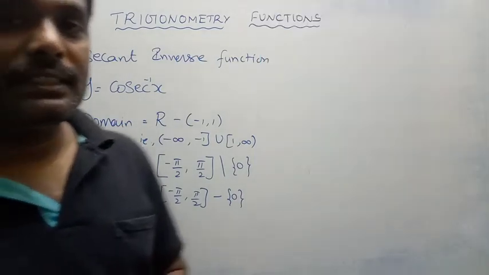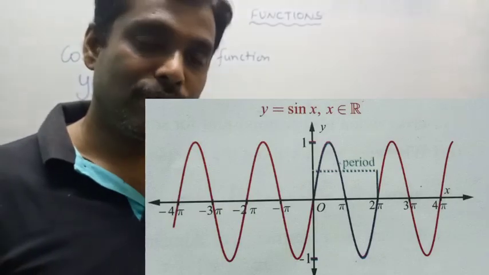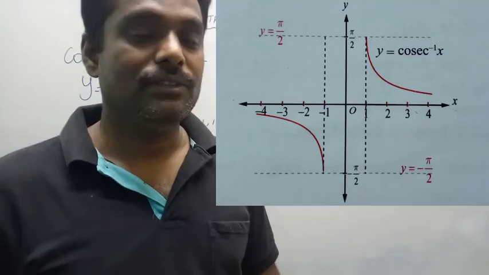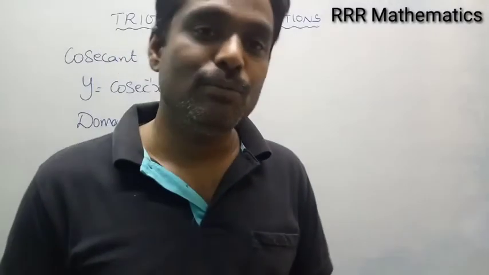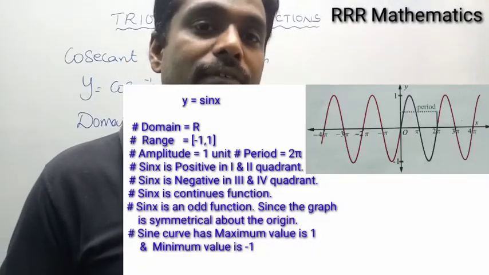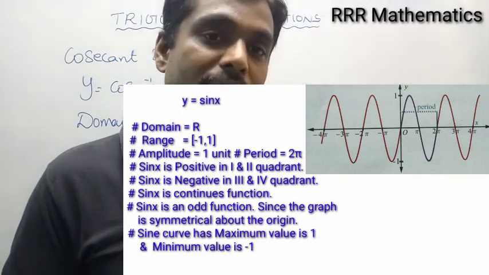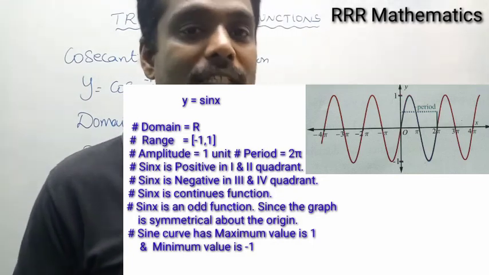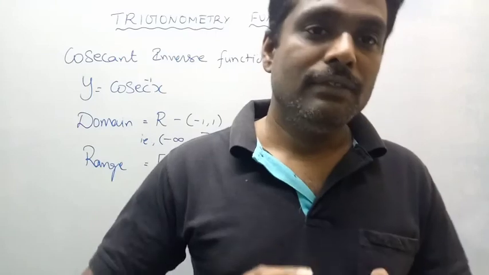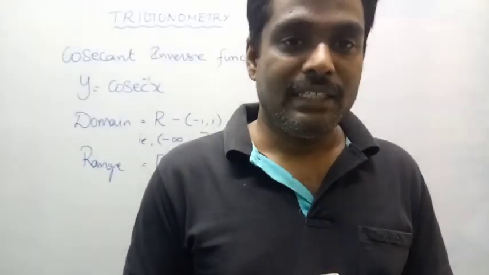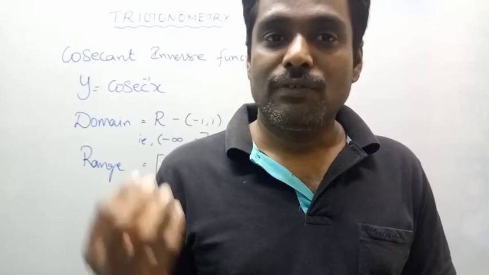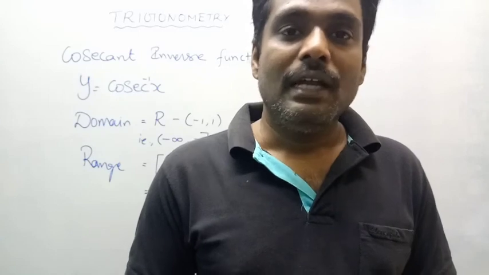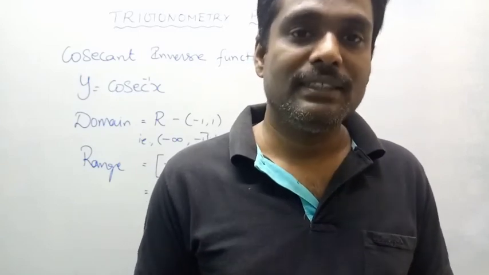So in this topic we discussed the sine curve, its reciprocal cosecant, its inverse sine inverse, and the reciprocal function's inverse, cosecant inverse. In all the cases we mainly discussed domain and range. For the sine curve we discussed domain, range, period, amplitude, odd, even, maximum value, minimum value, negative, positive, everything. So this video gives maximum information about the sine curve and the functions cosecant, cosecant inverse and sine inverse respectively.